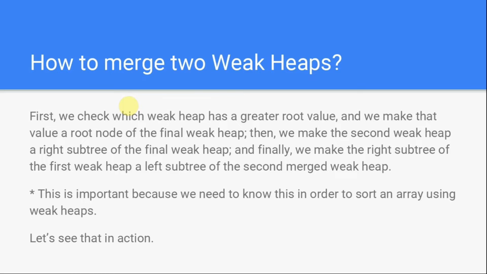First, we check which weak heap has a greater root value, and we make that value the root node of a final weak heap. And then we make the second weak heap a right subtree of the final weak heap, and finally we make the right subtree of the first weak heap a left subtree of the second merged weak heap. I know it's a little confusing. We'll see that in action in a while. So this merging is very important because we need to know this in order to sort an array when we are dealing with weak heaps. Now let's take a look at how to merge two weak heaps.